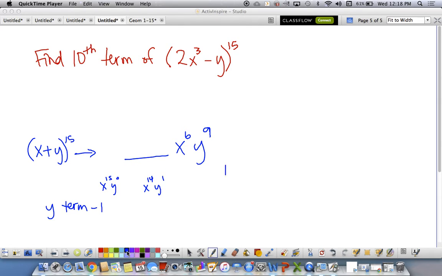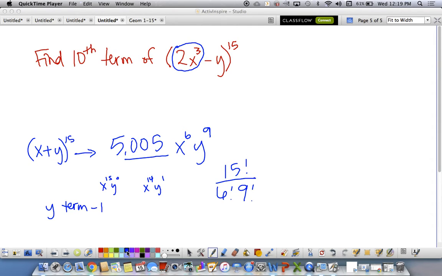So now, what is the coefficient? 15 factorial divided by 6 factorial times 9 factorial. That's 5,005. Did we all get that? So that is the first thing we need to do. Okay? Now, anywhere you see an x, what are we going to plug in?